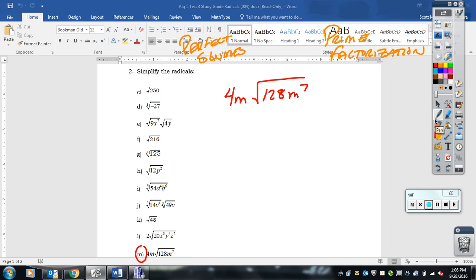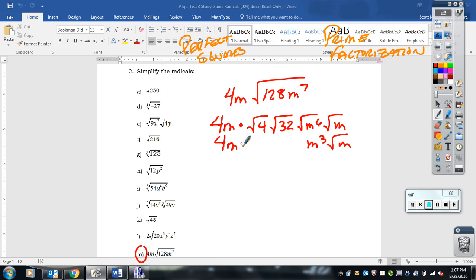I'll try doing this one a little bit differently. Remember that 4m gets multiplied at the end. Well, let me break 128 down to my perfect squares. I know 4 goes into it. 4 times 32 would be 128. And then m to the 7th I know is m to the 6th, because that's an even amount, and 1 m left over. Square root of m to the 6th is m to the 3rd rad m. It's 4m times square root of 4 is 2 rad 32.